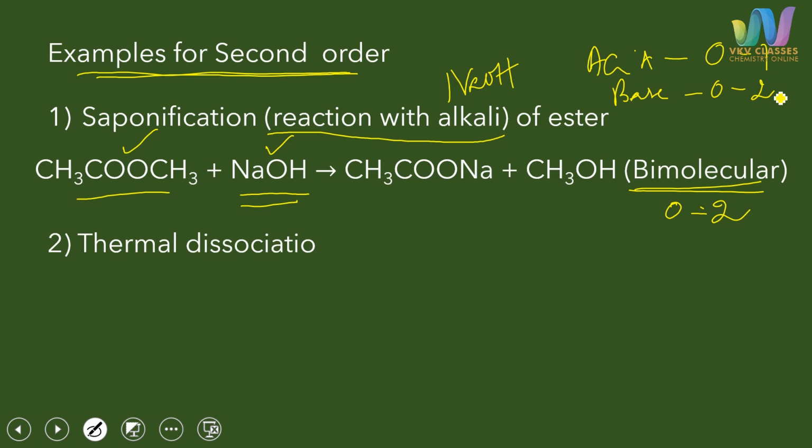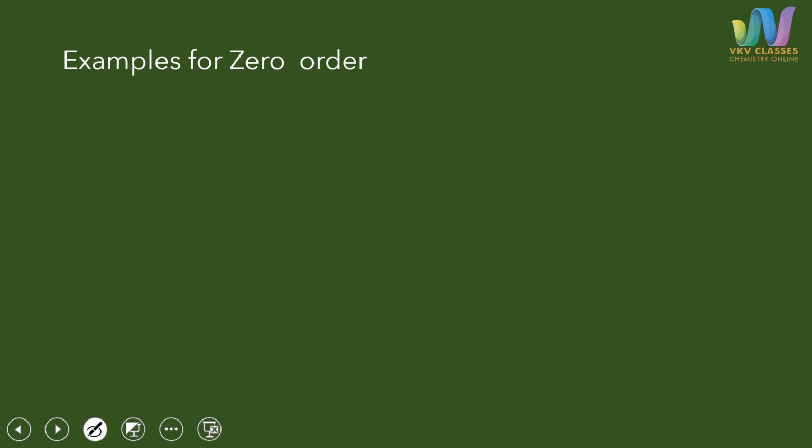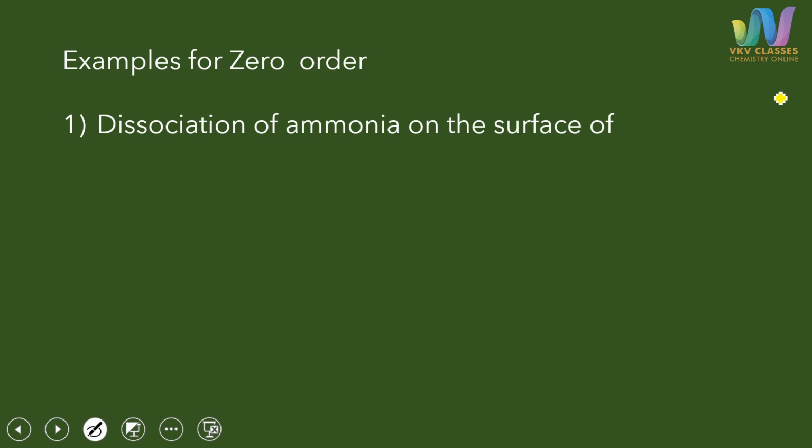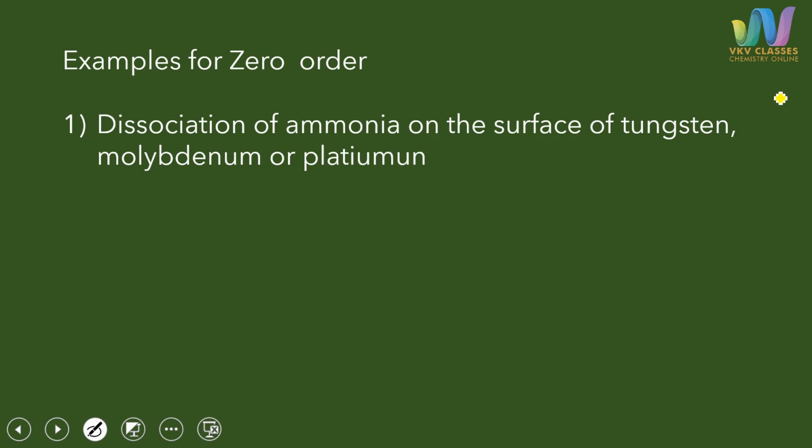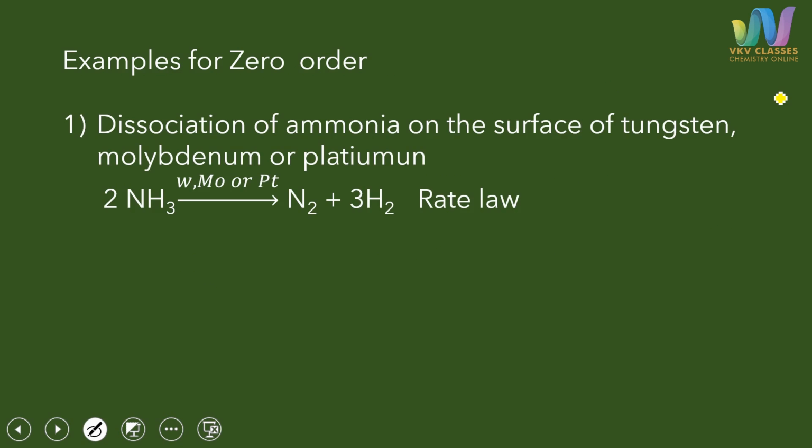Another example is the thermal dissociation of hydrogen iodide, 2HI giving H2 plus I2. Then for zero order reaction, one is dissociation of ammonia on the surface of tungsten, molybdenum or platinum. 2NH3 dissociates to give N2 plus 3H2.